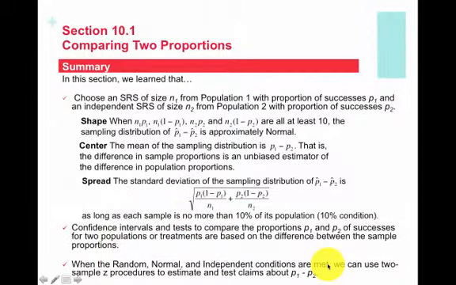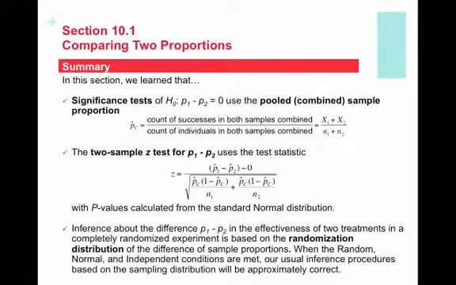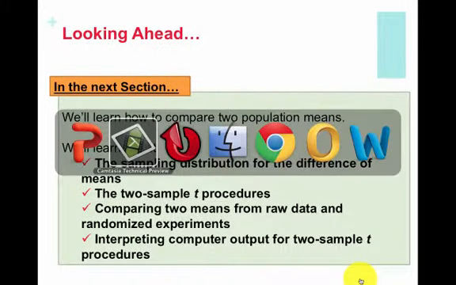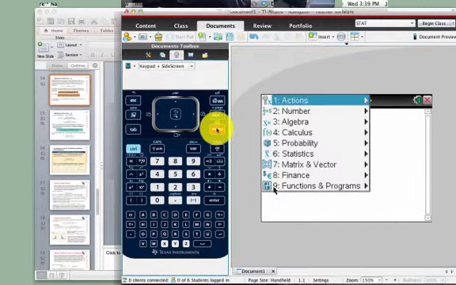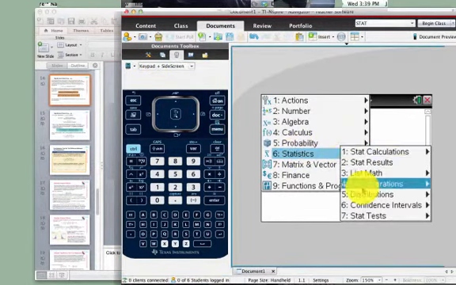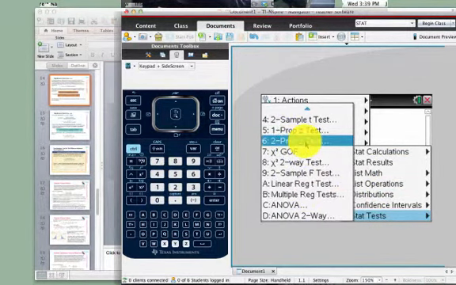So there we have it. Here's a summary of what we have looked at, but I want to jump out of this and go to our calculator. So let's do this same significance test with our graphing calculator for this heart attack study. So again, we have to check our three conditions just like we would if we're doing it by hand. But now to do the actual test, we're going to go into menu, statistics, down to stat tests, and we are going to do a two-proportion z-test right here.